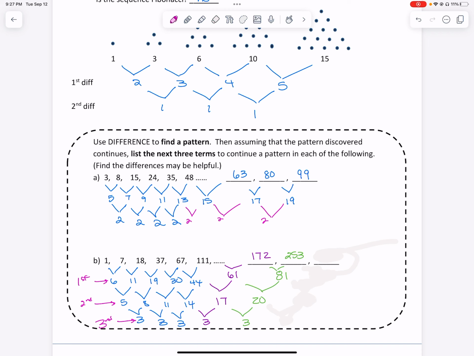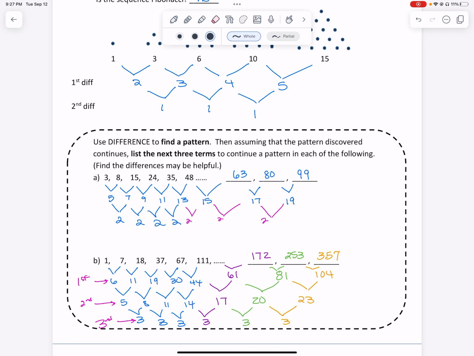Let me do that again, because I've got one more that I've got to do. Got to add 3 to that, so that's going to give me 23. And then I've got to add 23 to my 81. That's 104. And then I add that 104 to the 253, and that's how I get my final number. So 357.